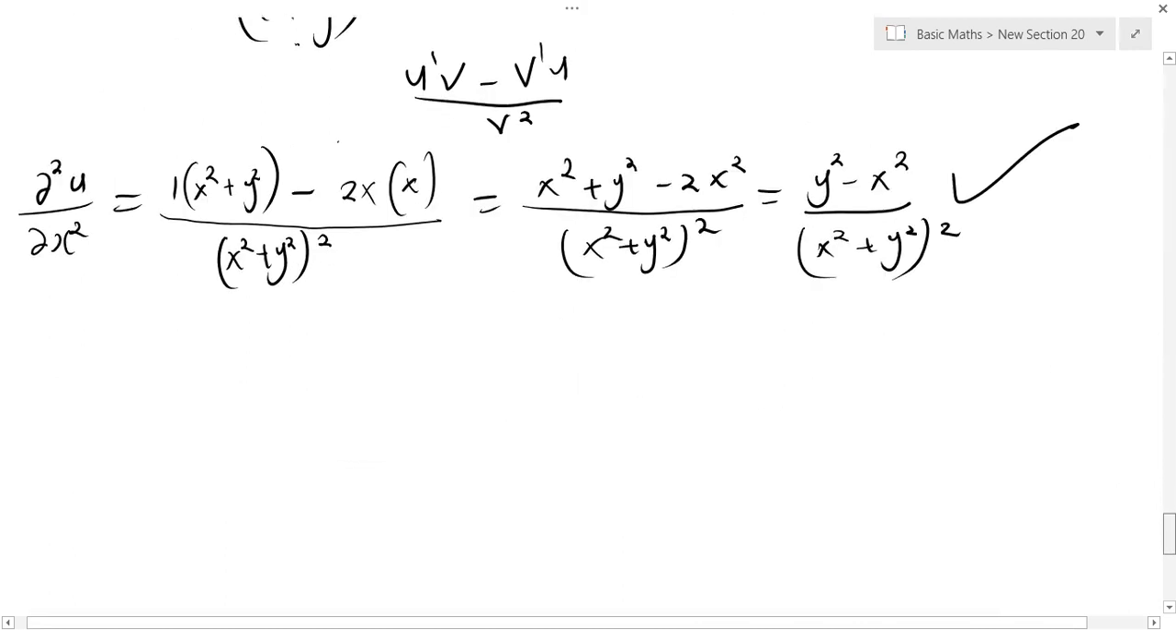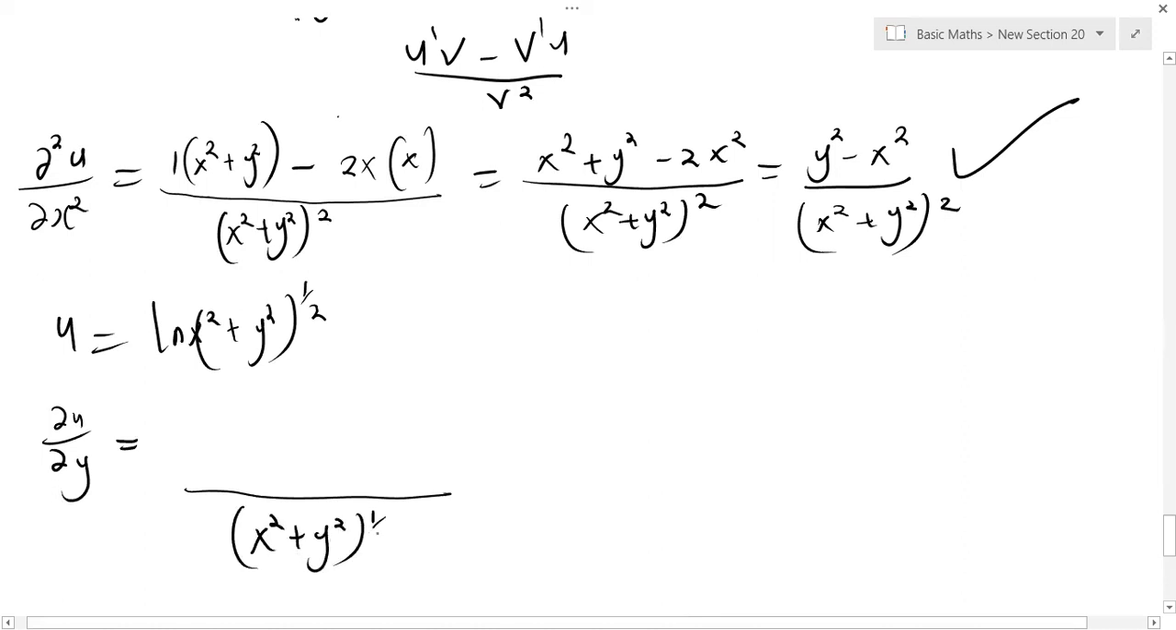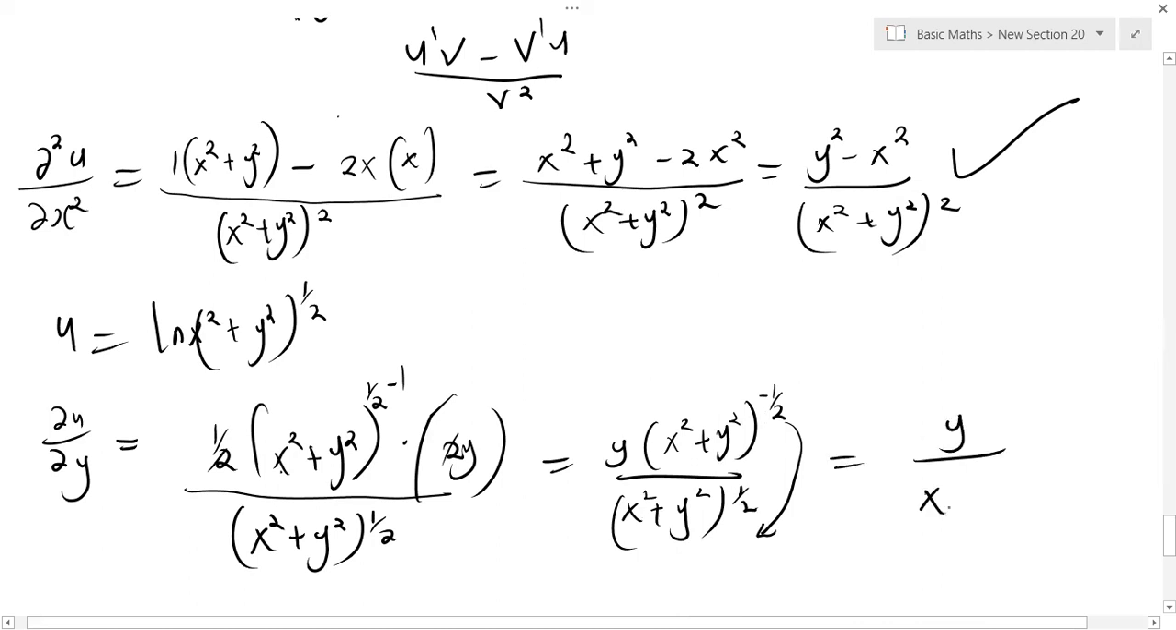Now let's look for del u del y. Our u is ln (x squared plus y squared) raised to power a half. So what is our del u del y? Write the whole function here on the denominator, and then up find its derivative using the shortcut chain rule. So a half x squared plus y squared. Remember, we are differentiating with respect to y. So multiply by derivative of what is inside with respect to y. If you differentiate this with respect to y, you get 0 for x squared, and with respect to y, we get 2y. So simplify, we have y into x squared plus y squared raised to power minus a half over x squared plus y squared raised to power a half. Bring this down here, the powers will combine because they are the same. So we'll have y over x squared plus y squared.